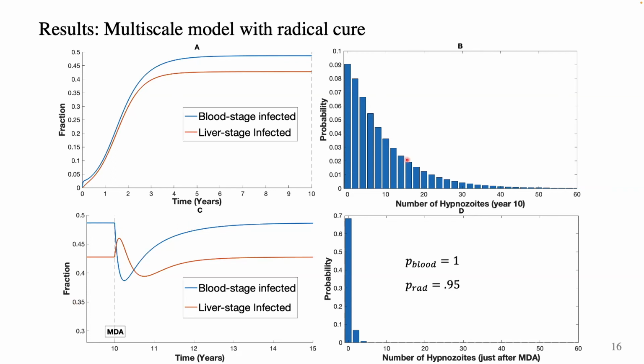And if you look at the hypnozoite distribution when the drug is applied, we can see that the radical cure effectively reduces the hypnozoite reservoir size as well.